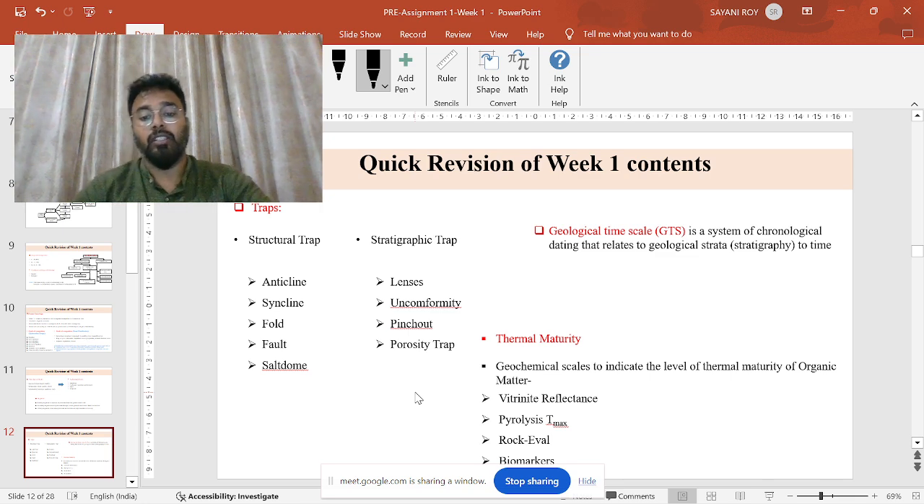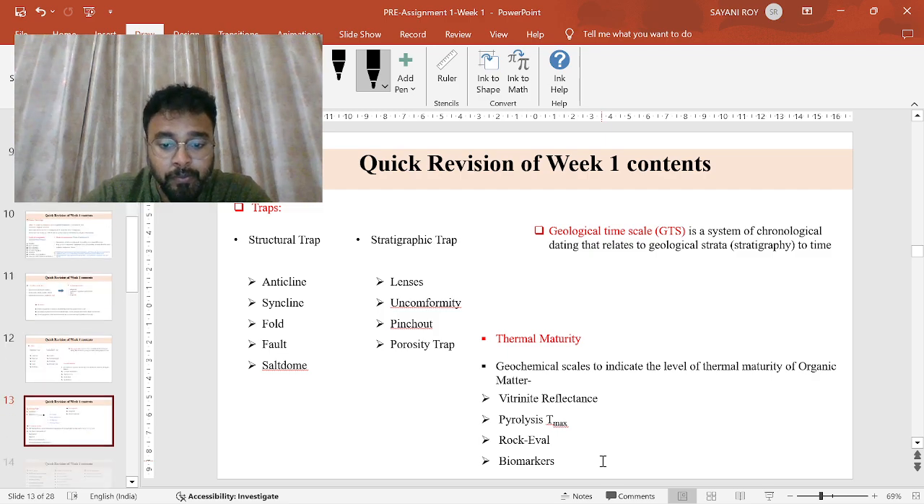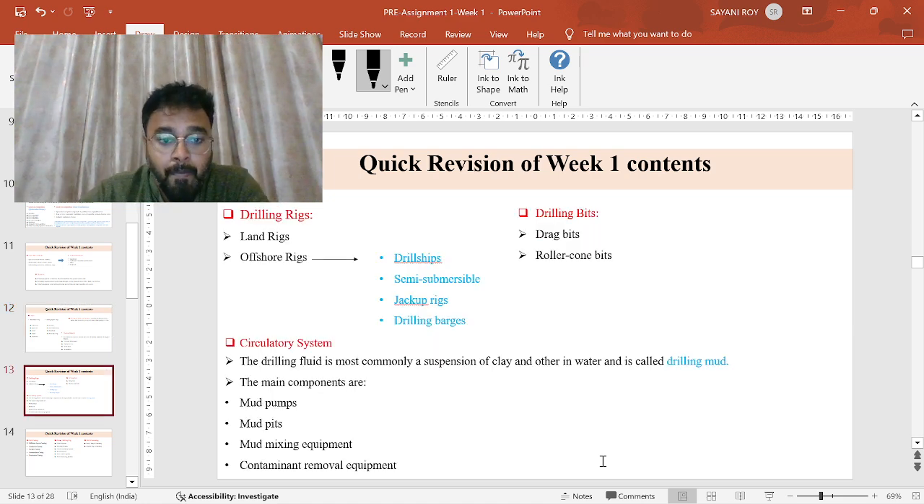So these are some of the experiments or some of the analyses that you can do to find out how much the organic matter has matured. So these are vitrinite reflectance, pyrolysis, rock eval pyrolysis, and biomarkers. I won't go in detail into the analysis.